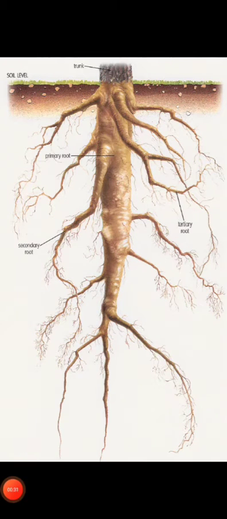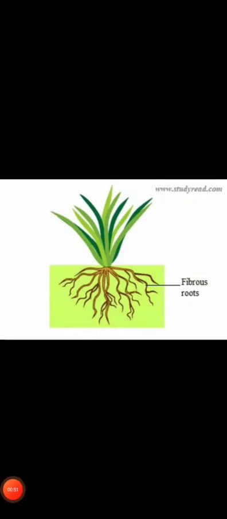Now we will see the types of root. First type is taproot. Taproot have a main or central root from which many thin branches come out. Most trees and vegetables like bean, turnip, and mustard plants have taproot. Next type is fibrous root. Fibrous roots have thin branches, roots of different sizes that grow from the end of the shoot. Most of the grass and ferns have fibrous root.